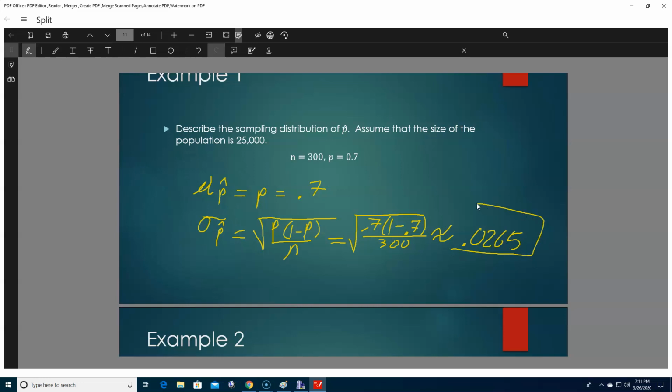So that's the information we need to describe this distribution. Again, anytime we're describing a distribution, we need the average, so mu p hat, because we're dealing with proportions. We need the standard deviation, so sigma p hat.